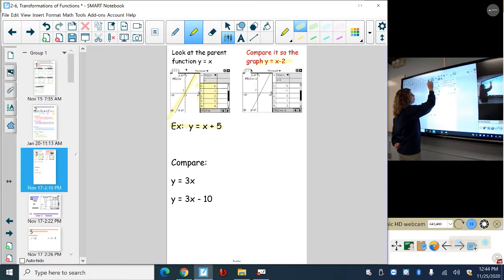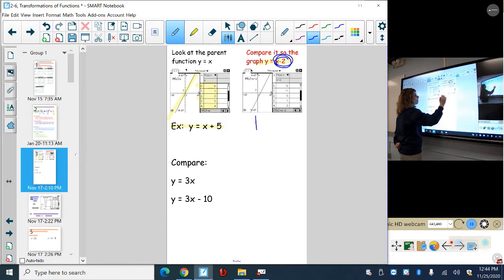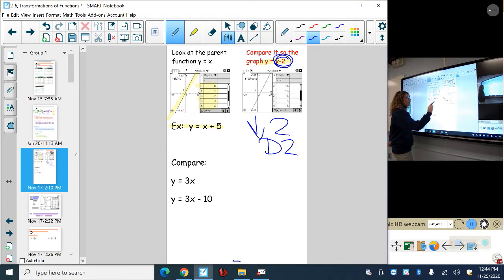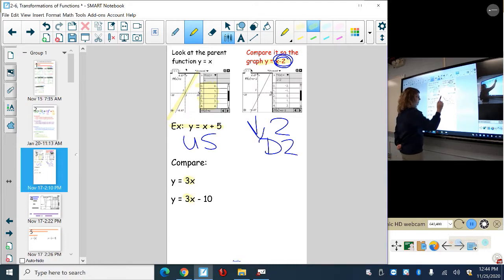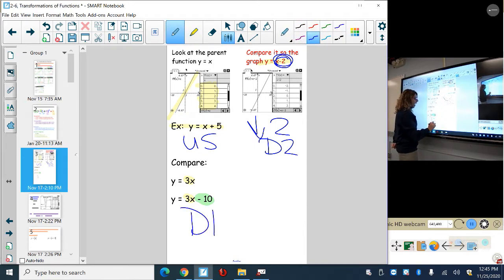X minus 2, this minus 2 at the end drops it down 2 units, so it's going to go down 2. This plus 5 at the end here is going to go up 5. This 3x, we're going to compare it to 3x minus 10. Well, look, the 3x's and the 3x's are the same, so what our brain needs to focus on is the minus 10. What is happening to the minus 10? It's actually moving it down 10 units. Okay, that's what's happening here.